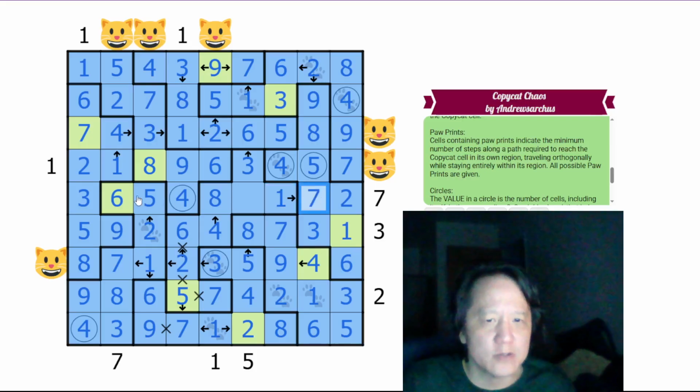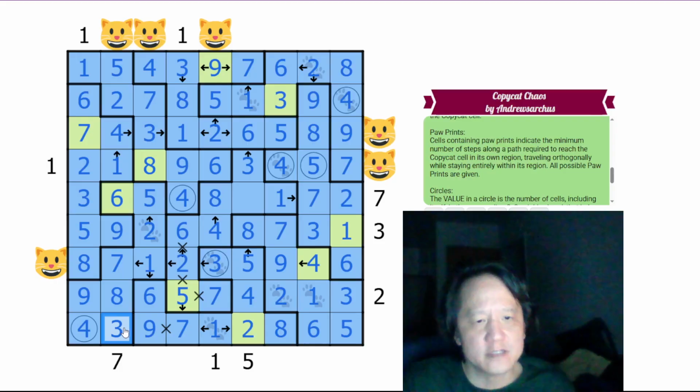Is that right? No, a 7. A 7. And it's 3 in size. This is 3. This is 5. This is 4. This is 5. This is 1, 2, 3, 4, 5, 6. This is 5. This is 4, and it does have a circle. And this is 4, and it does not have a circle.